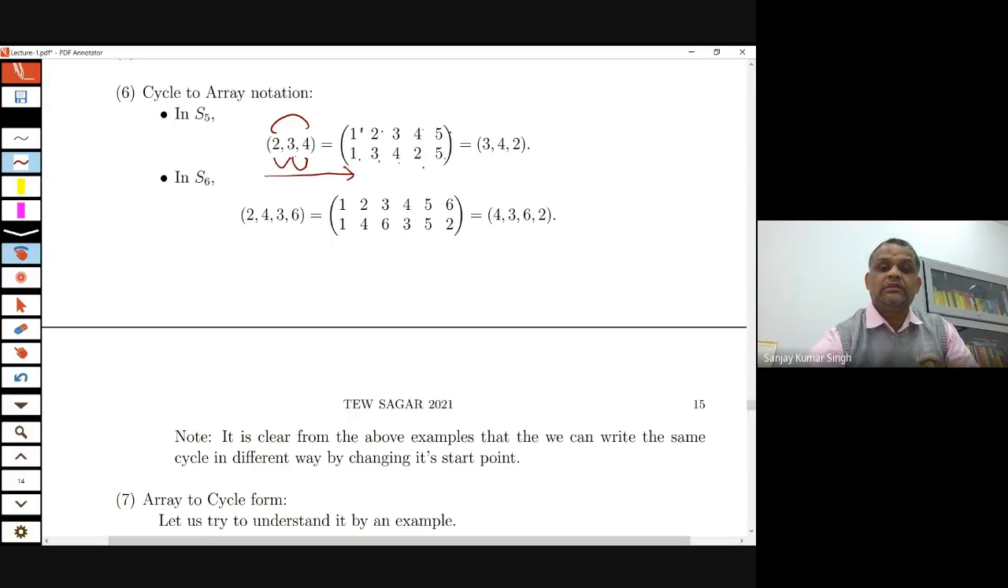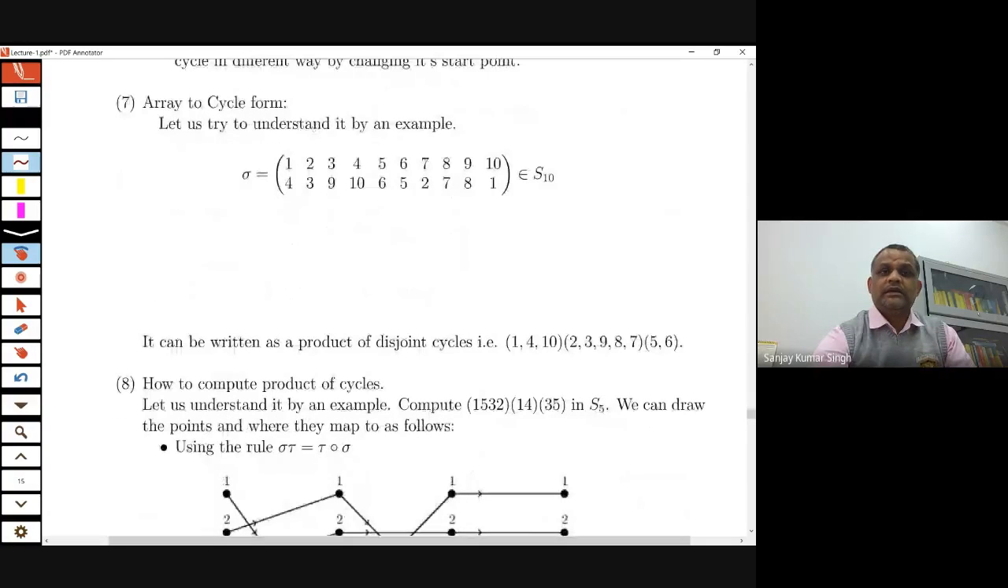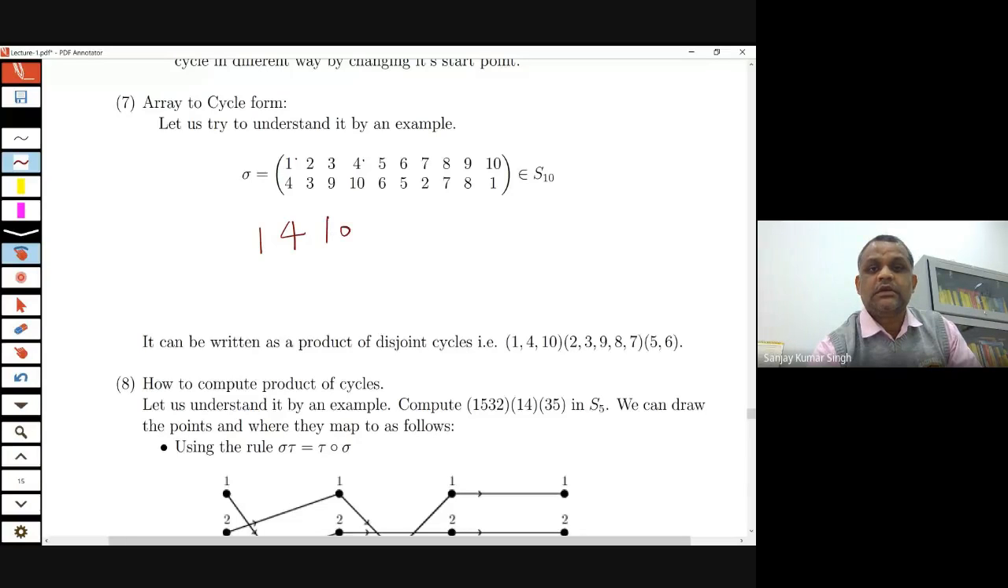Array to cycle. Now let's see how we can go from array to cycle. Here I have an array, and I want to produce the cycle notation. So I will start from here. 1 is going to 4. What about 4? 4 is going to 10. What about 10? 10 is going to 1. So this cycle is closed.